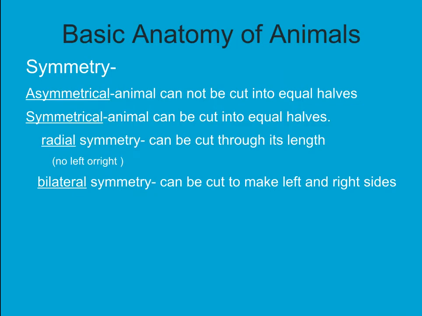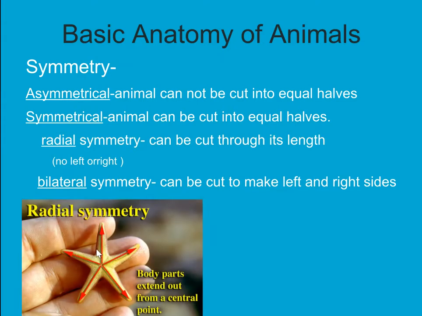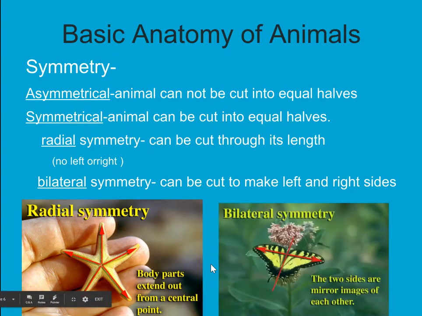Symmetry. Asymmetrical animals cannot be cut into equal halves. There's no real left or right to them. Some animals are very symmetrical. They can be cut into equal halves. There's radial symmetry, which means they can be cut through its length, like a clock, or bilateral, where there's a left and right side. Radial symmetry can be seen here with a starfish, where the body parts extend out from a central point. And then bilateral, like a butterfly, a frog, or us, 2 sides are mirror images of each other.